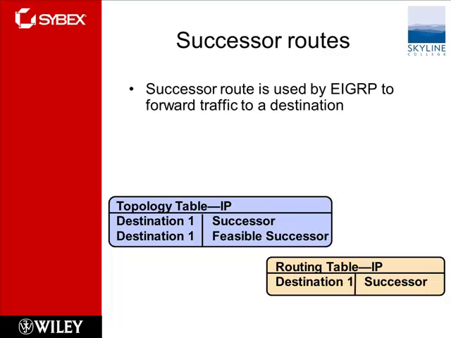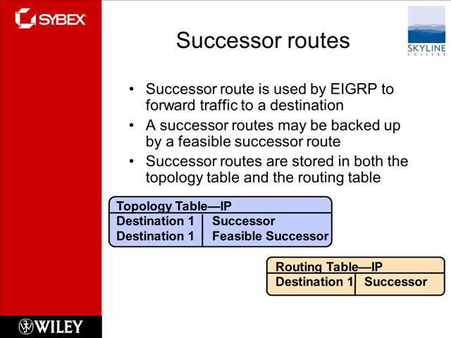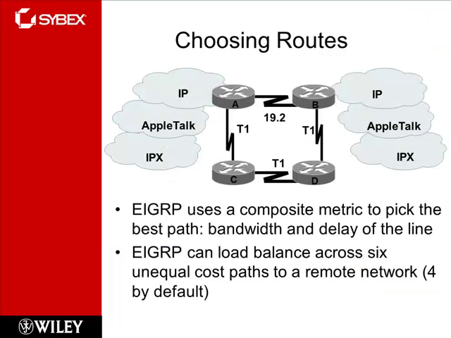Successor routes are used by EIGRP to forward traffic to the destination. Again, the successor, the best route, goes into the routing table. The backup routes are held in the topology table for use if they're required. Successor routes are stored in both the topology table and the routing table. Obviously, the successful ones we want to send to the routing table. The others are there just in case.